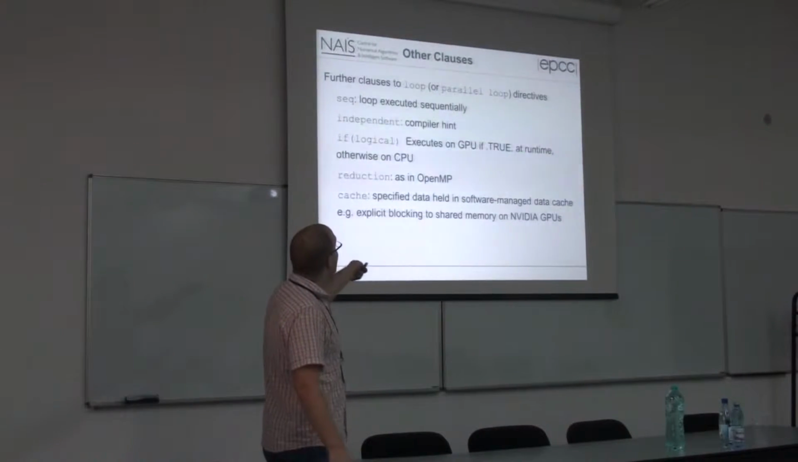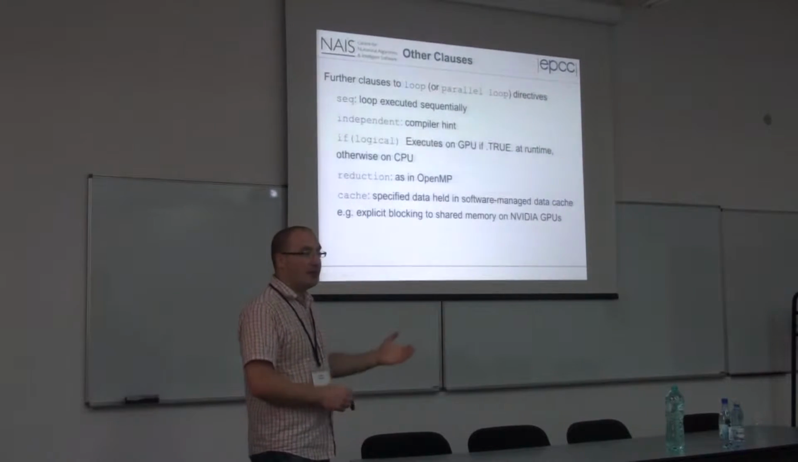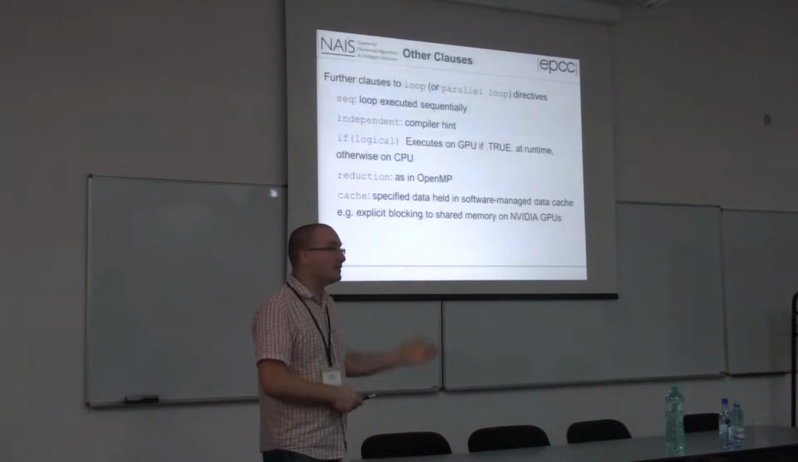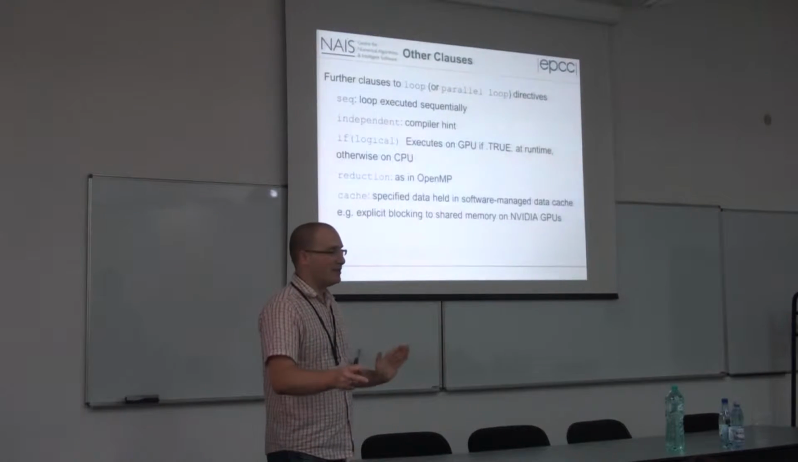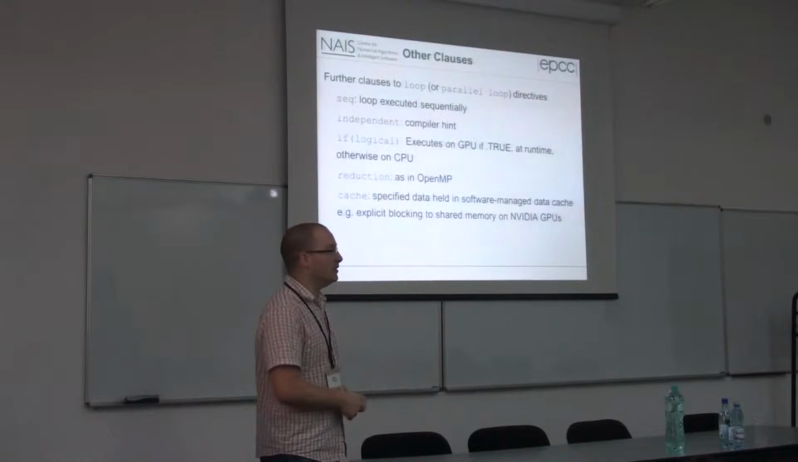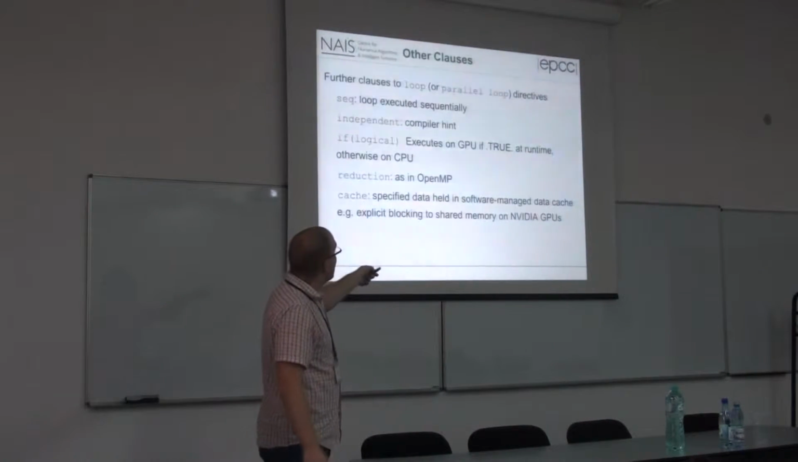You can also say this loop is independent, because part of the compiler is finding it quite hard to say can it parallelize this loop or not, so you can tell it. It may look like there's points of arithmetic in here, but this loop is actually independent. You can run it independently on the GPU.